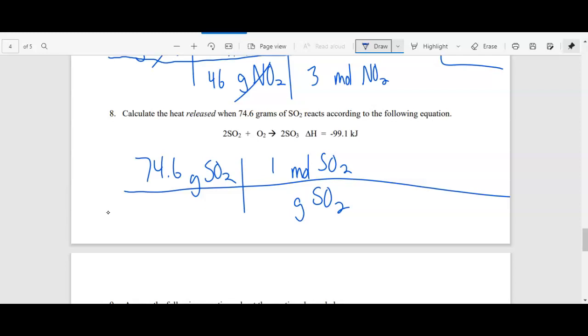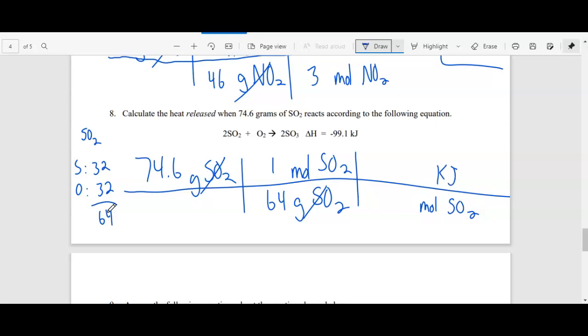If we look at the periodic table, S is about 32. So if I have SO2 and I need the mass, S is about 32, and I've got 1 of them. And then O is 16, but there are 2 of them, so that's 16 times 2. That's 32. If I add those together, I get 64. And that is our mass for that. Grams cancels out. I'm left with moles, but we've got to get to heat. We're going to bring moles of SO2 to the bottom. We're going to go to kilojoules up top.